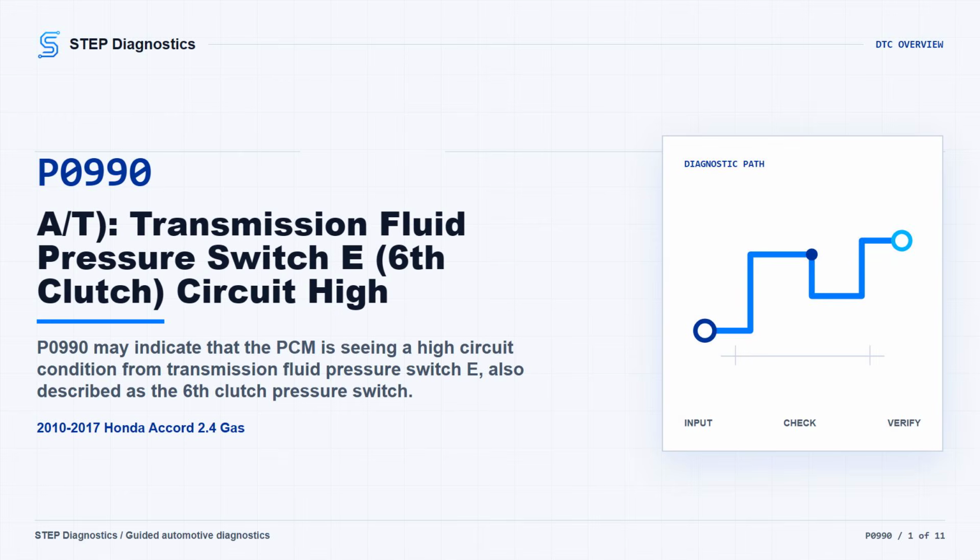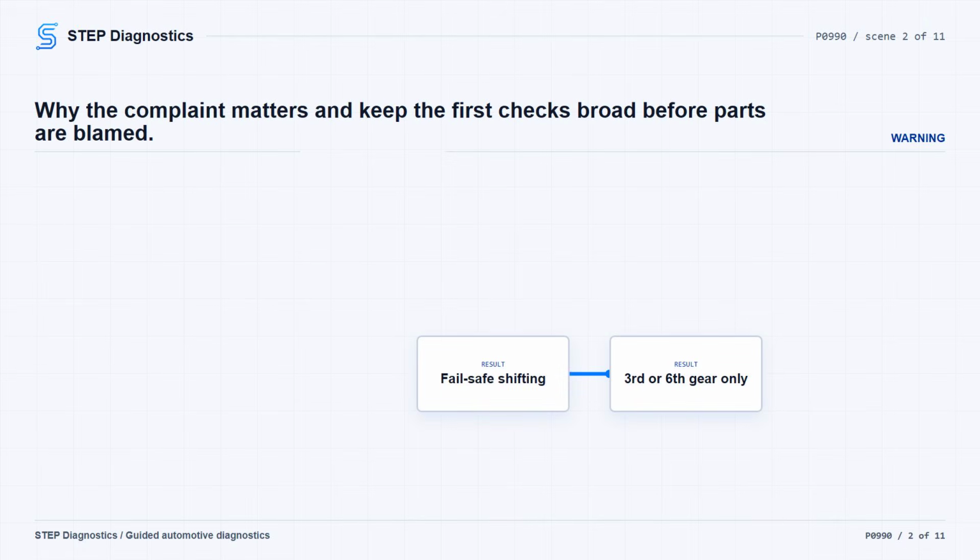On this Accord, P0990 points to a high circuit condition for transmission fluid pressure switch E, the sixth clutch pressure switch. In plain terms, the PCM may be seeing the sixth clutch pressure switch signal in a state it does not expect. The car may go into a fail-safe strategy, and with this code stored, shifting can be limited so the transmission does not use gears other than third or sixth.